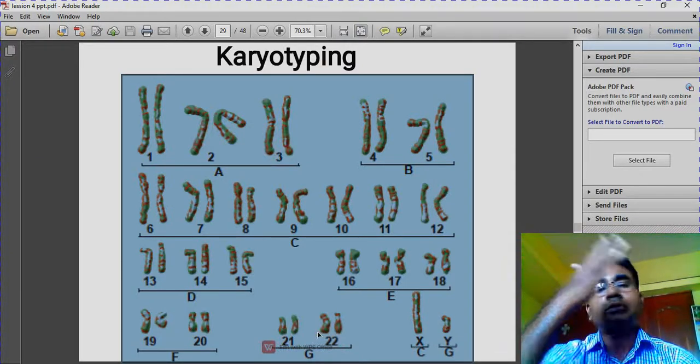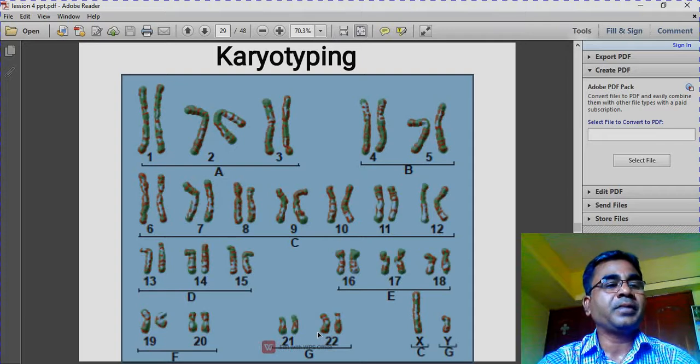Human karyotyping is a technique by which a complete set of chromosomes is separated from the nucleus of a cell and arranged in pairs. This is a karyogram, otherwise called an ideogram. Ideogram means the diagrammatic representation of the chromosomes.